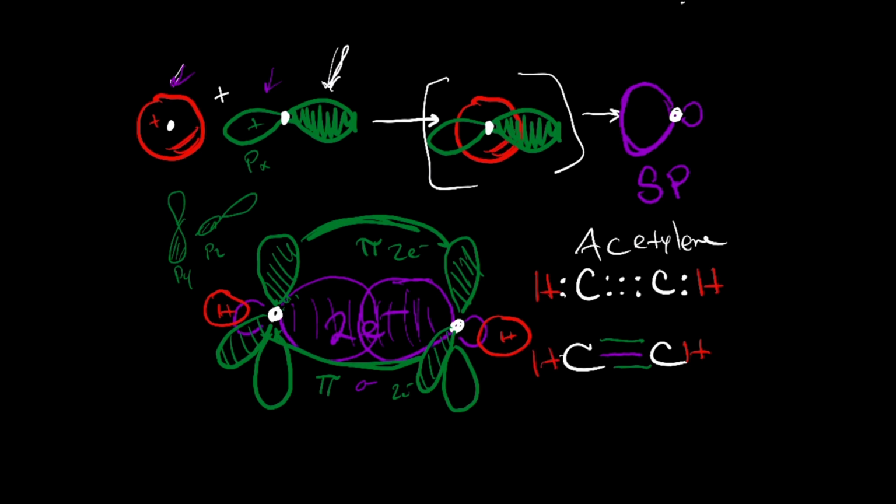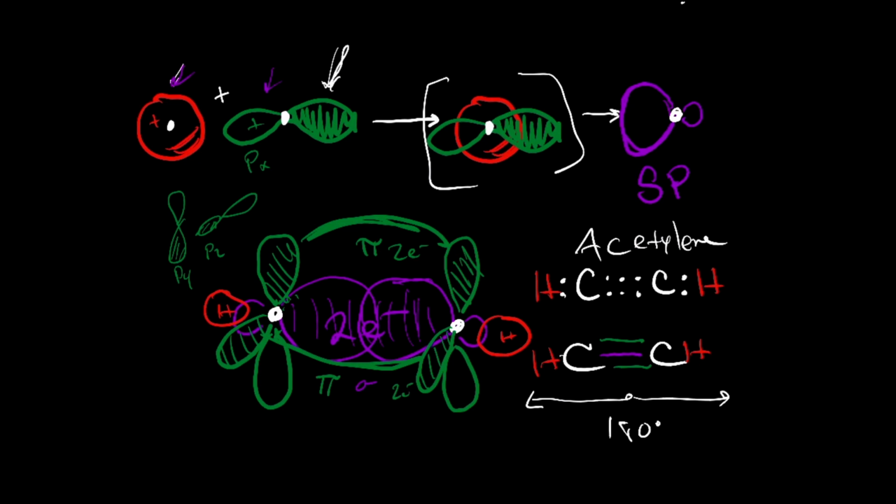And what's really important about this is that it totally explains why acetylene in real life is 180 degrees. This is 180 degree bonding, right? It's a totally linear bond. And so this sp hybridization accounts for all of those interactions, and it makes it 180 degrees.